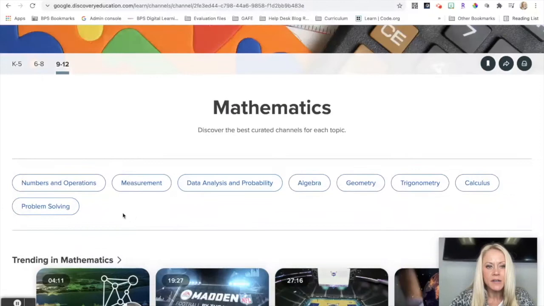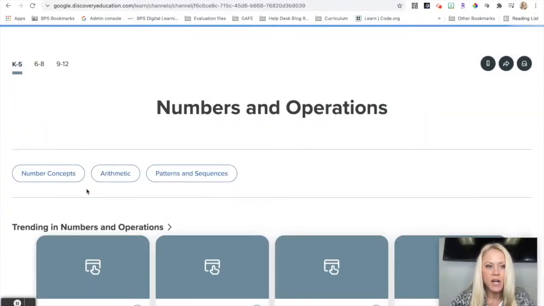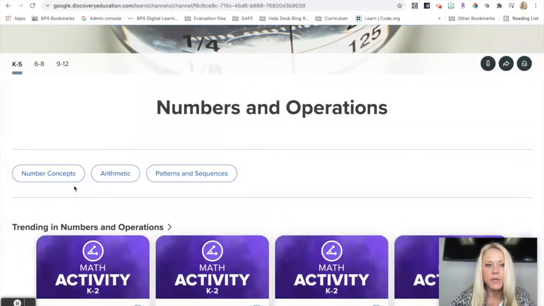And you can see here, there's a variety of topics. There's numbers and operations, measurement, data analysis and probability, algebra, geometry, trigonometry, calculus, and problem solving. And within each topic, there are additional subtopics. So if I click on numbers and operations, I'll see number concepts, arithmetic, patterns, and sequences.